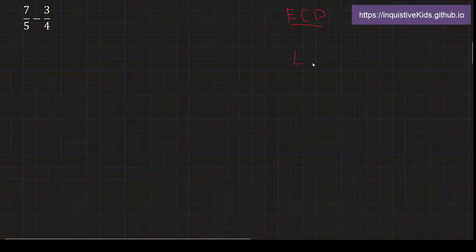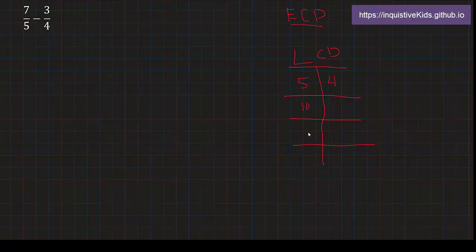Now, let's try the LCD procedure. First, we take a look at the denominators. That would be 5 and 4. Now we make a table out of it. The 5 is 5, 10, 15, 20, and then the 4 is 8, 12, 16. We still don't have a common multiple yet, so let's keep going.